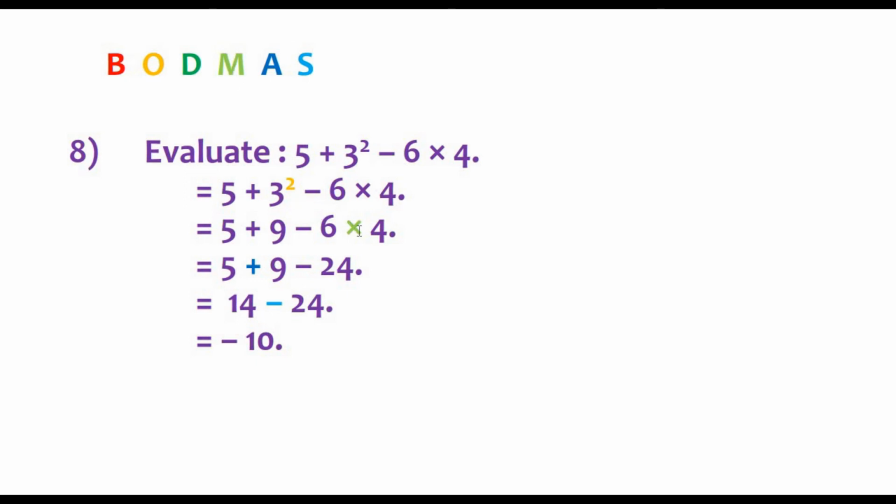You can do them both simultaneously, but as I told you, you need to follow the left to right rule. So following the left to right rule, 5 plus 9 makes 14, minus 24 makes minus 10. So minus 10 is the answer.